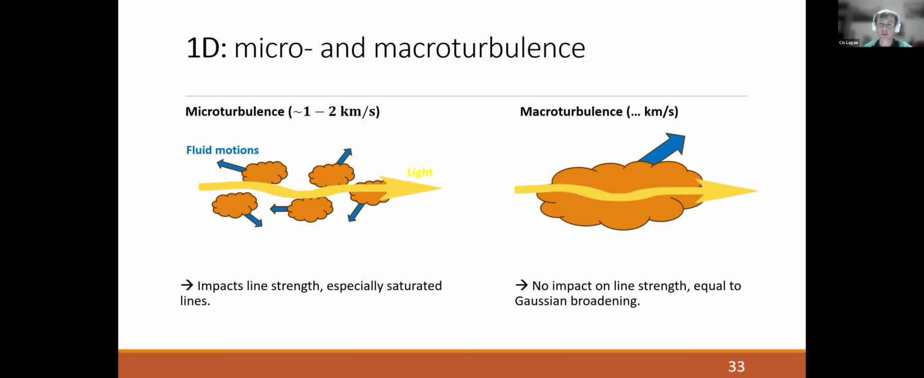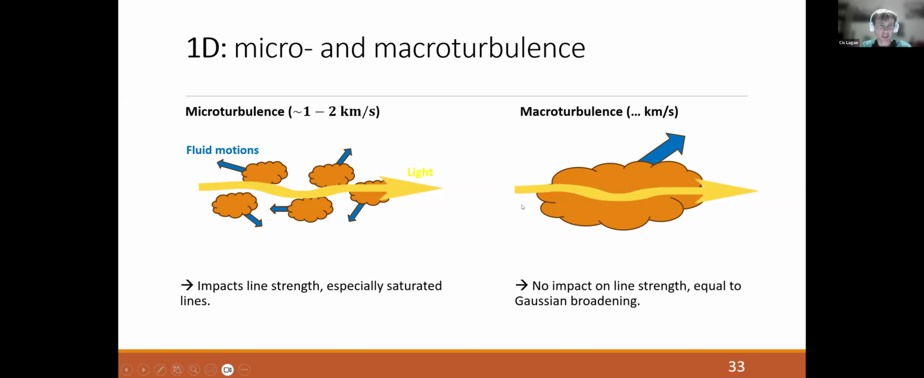On the other hand, there's macroturbulence. This is mimicking larger motions in your atmosphere, where the fluid motion is as big or bigger than your photon mean free path. And this one is not important in the sense that it's just Gaussian broadening. Typically, you would throw everything Gaussian in there, so instrumental broadening, rotation, macroturbulence. You just combine them all in this one velocity term until your synthetic spectra would be a good fit to the observations. So that one isn't that important, while microturbulence definitely is.